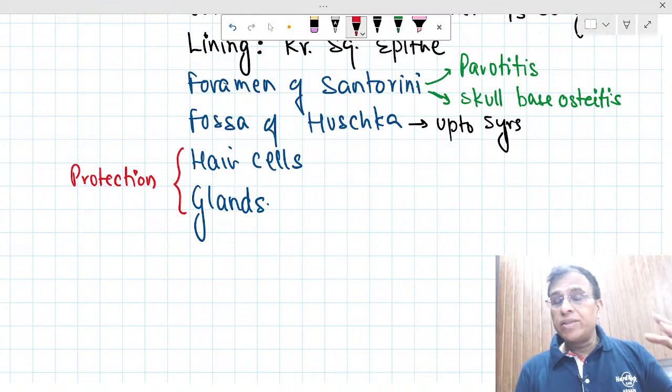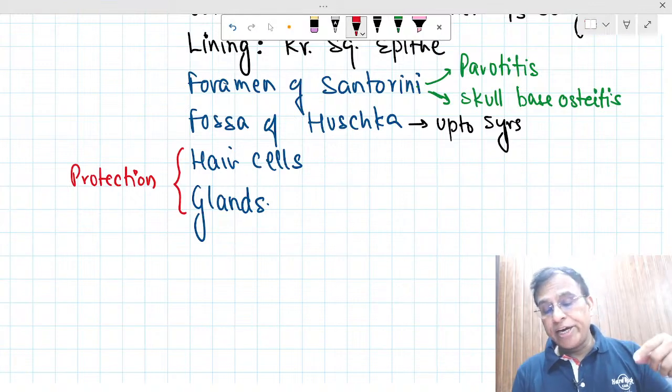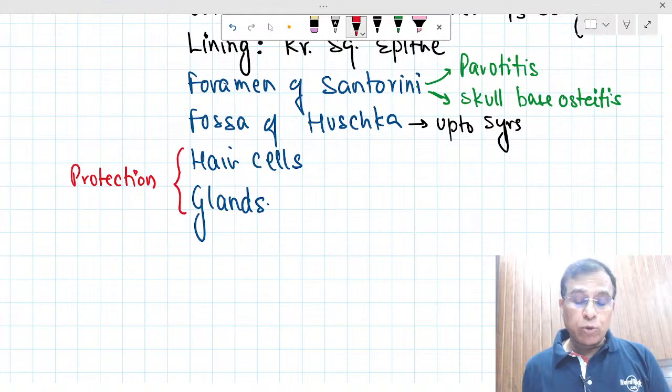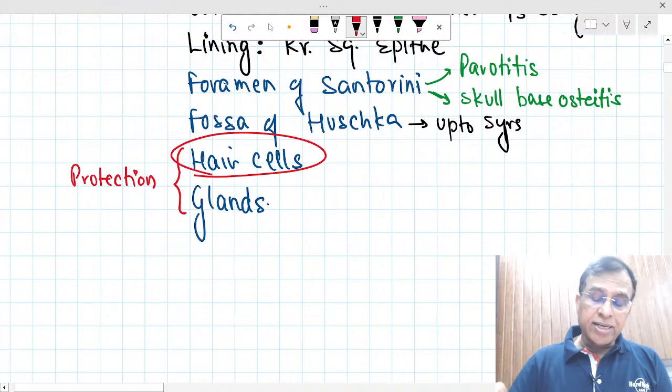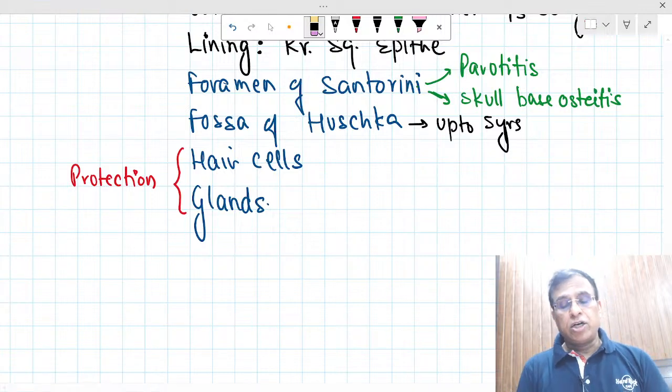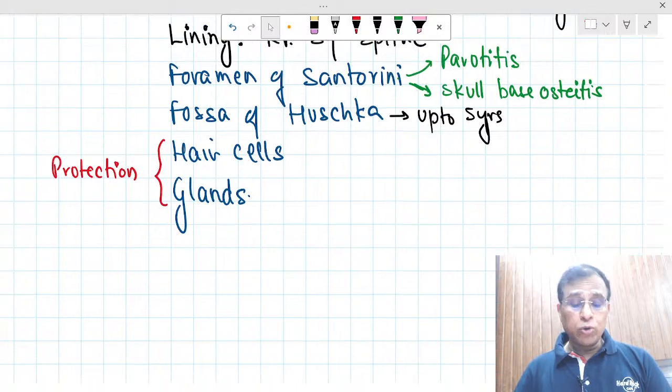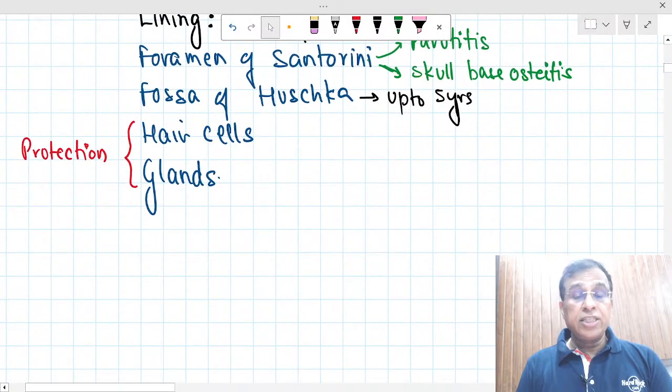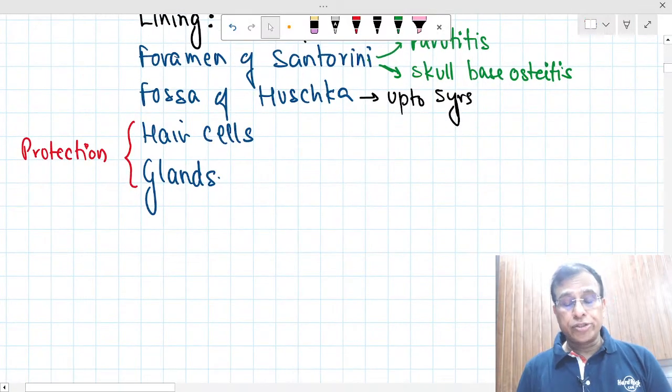And one of the things that protects the canal are the hair cells and the glands. How does the hair cell protect? Hair cells, they filter the dust and the air of the pathogens and the particles. It's a very simple thing. But how do the glands protect? This part is important, through the secretions.